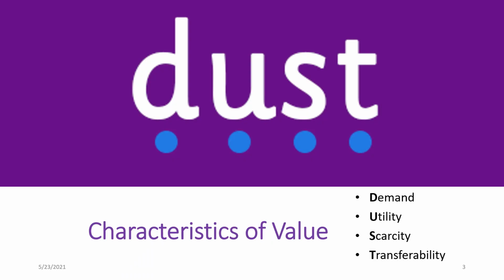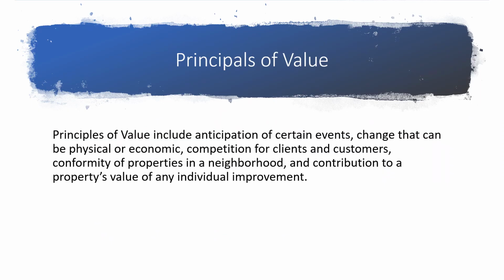Characteristics of value can be remembered by the acronym DUST: demand, utility, scarcity, and transferability. Principles of value include anticipation of certain events, change that can become physical or economical, competition for clients and customers, conformity of properties in a neighborhood, and contribution to the property's value for any individual improvement.